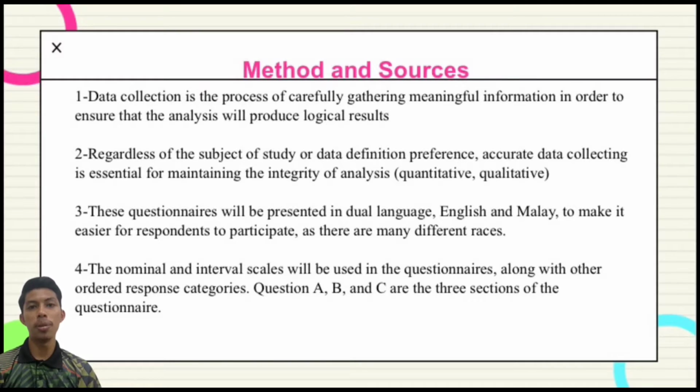The questionnaire will be presented in dual language, English and Malay, to make it easier for respondents to participate as there are many different races. The nominal and interval scale will be used in the questionnaire along with other respondent categories. Question A, B, and C are the three sections of the questionnaire.